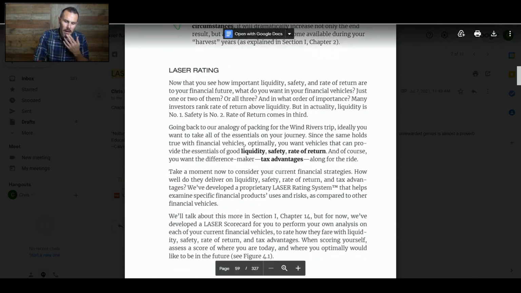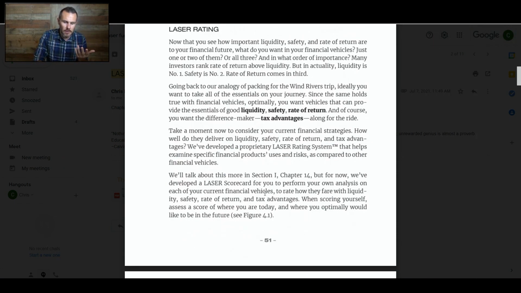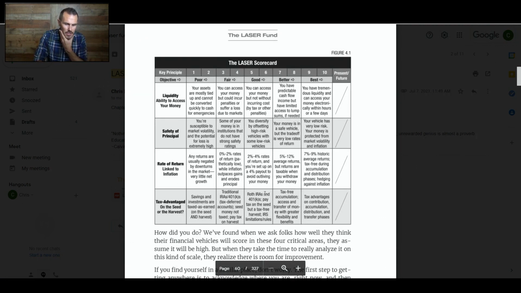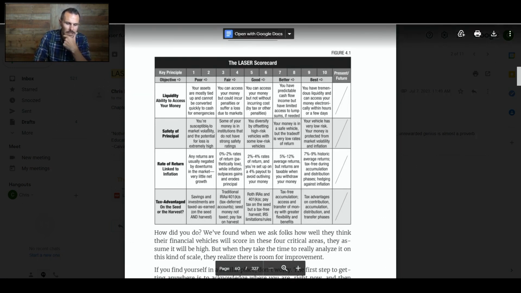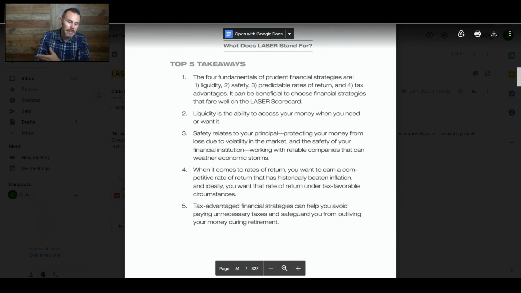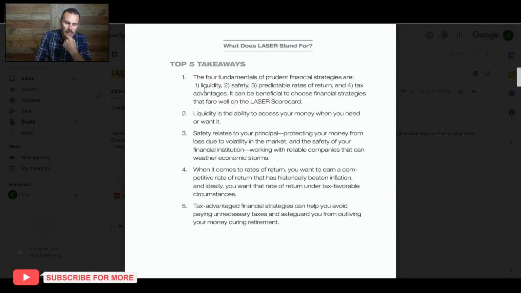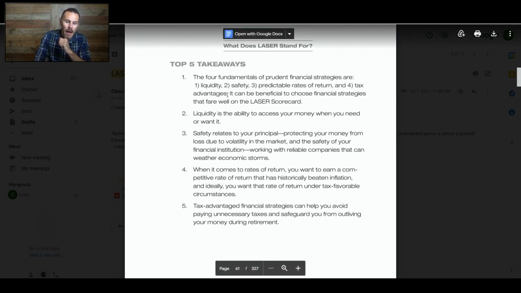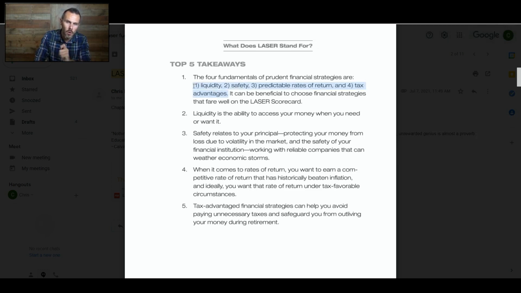So liquidity, safety, rate of return, tax advantage. So the laser rating, once again, okay, so then he goes through this chart where he talks about what he's looking for. I'm not going to get into that, because I don't want to break down his stuff. So at the end of the day, top 5 takeaways that he looks for. Number 1, the four fundamentals of prudent financial strategies are liquidity, safety, predictable rates of return, and tax advantages. I would add in there that control is one of the most important parts. And that goes along with liquidity.